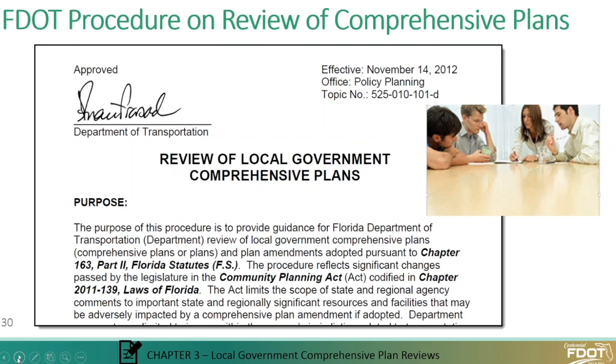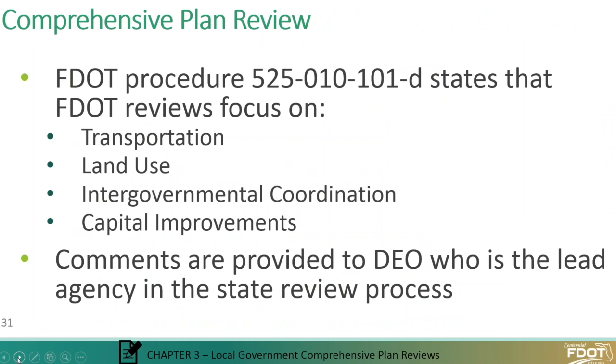FDOT has a published procedure, number 525-010-101-D, that covers the review of comprehensive plans for FDOT staff. This procedure identifies areas of focus for DOT comprehensive plan reviewers, as well as identifies coordination and submission procedures for DOT reviewers in regards to working with DEO on comprehensive plan amendments. Currently, this procedure is going through revisions to update it to the current growth management legislative changes that have been adopted.